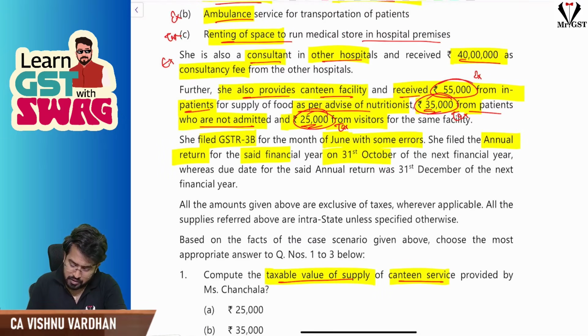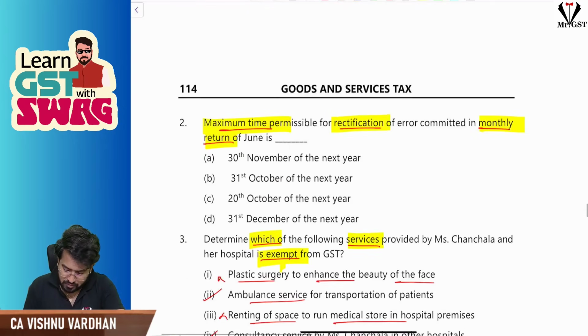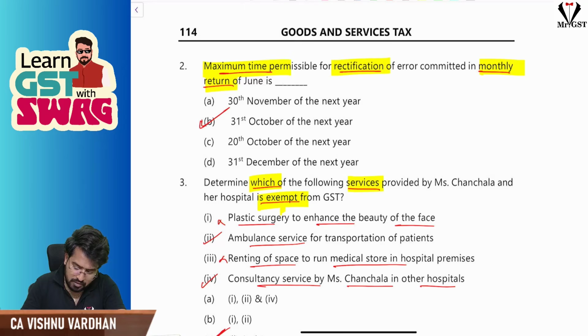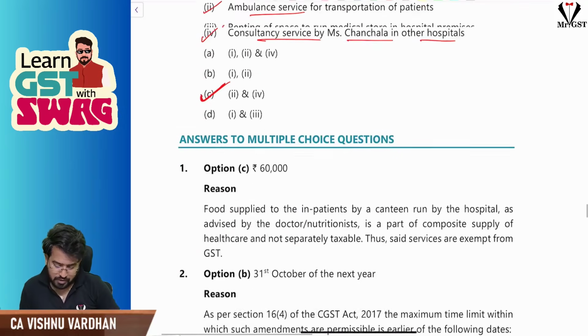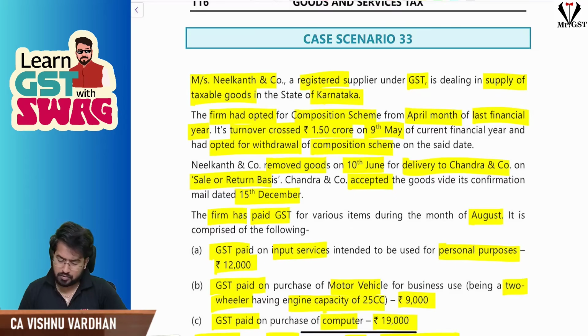Next, she filed GSTR 3B in June with some errors. Annual return for the said financial year she filed on 31st October. So 31st October or 30th November, which is earlier? 31st October is earlier. So the answer will be 31st October. Okay, 31st October is the answer here. Next, so we are done with this case study. Coming to the next case study.